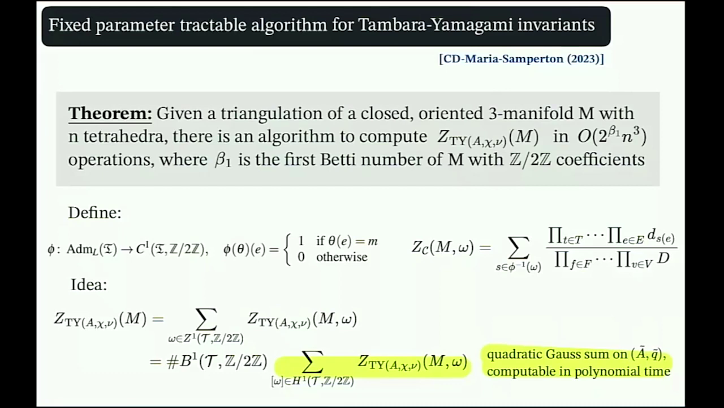Mm-hmm. So if you have a fixed specific manifold in mind, or a class of manifolds in mind that are bounded in this sense, then this is a sense in which this is a good algorithm. Yeah, thank you for your question.